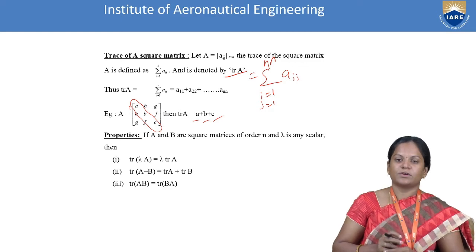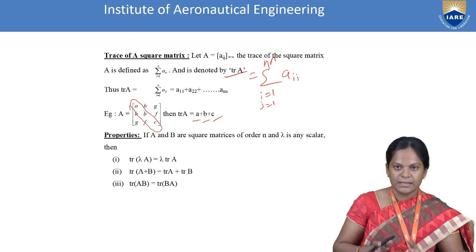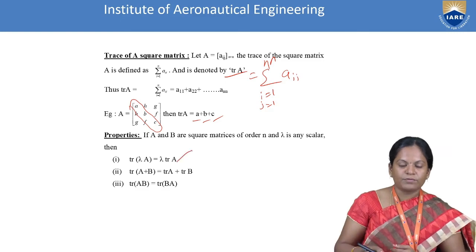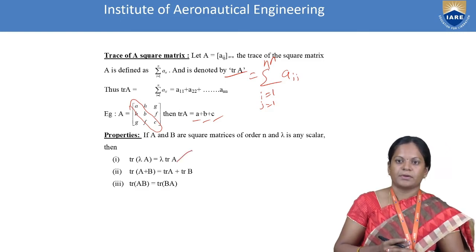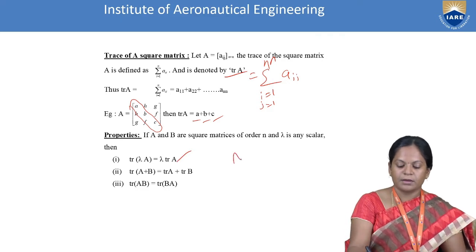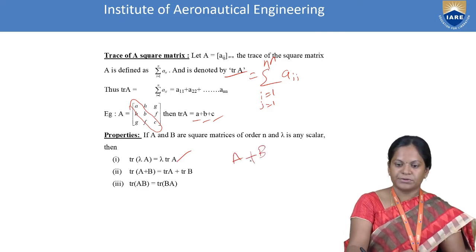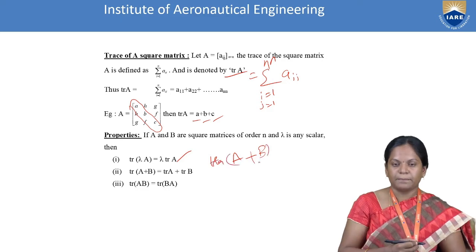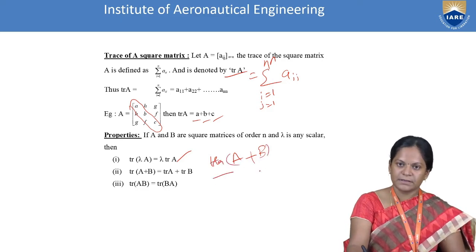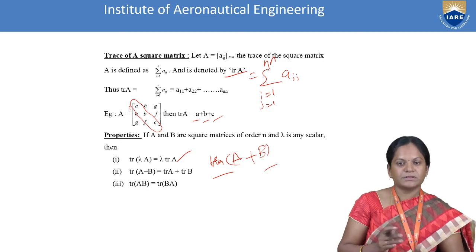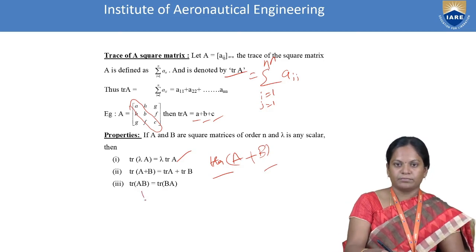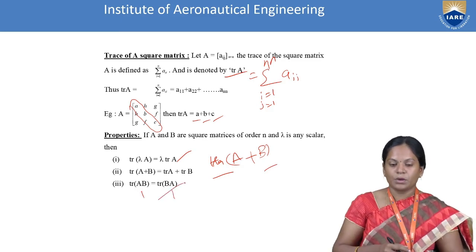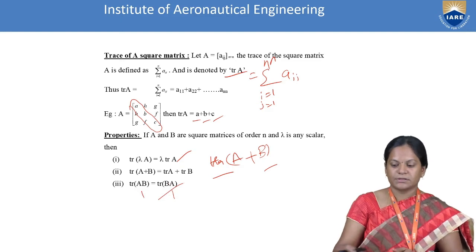Now what are the properties of the trace of a square matrix? If A and B are square matrices of order n and lambda is any scalar, we can write trace of lambda A equal to lambda into trace of A. Consider two matrices A and B, add both matrices and take the trace of A plus B. Then we'll definitely get trace of A plus trace of B. And trace of AB is equal to trace of BA. Multiply AB or BA, consider trace of AB and trace of BA. Both must be equal.